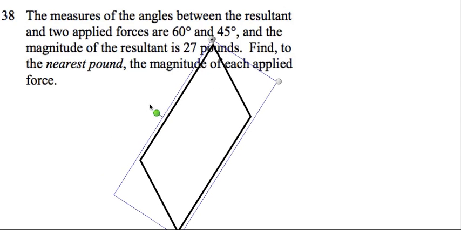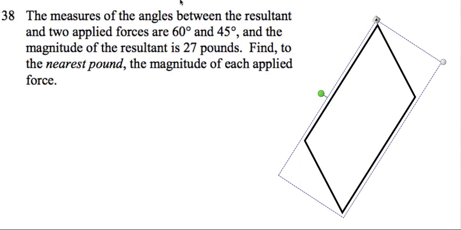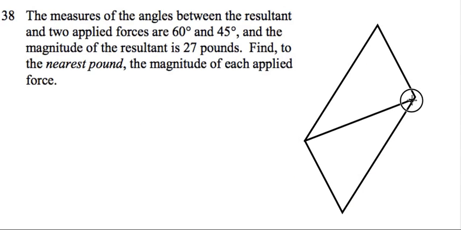So if I do it this way, they might be better. How about this? With one angle it becomes a 45-degree angle, the other one is a 60-degree angle, and the resultant is 27 pounds. Now find, to the nearest pound, the magnitude of each applied force.